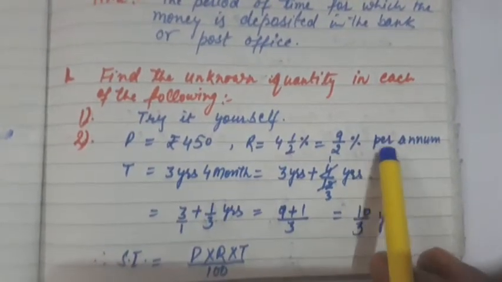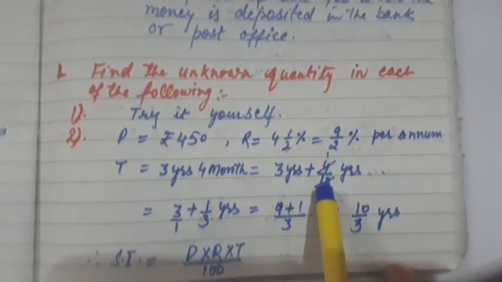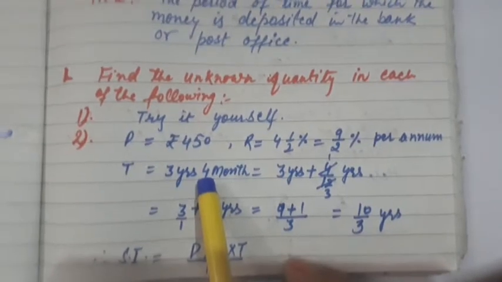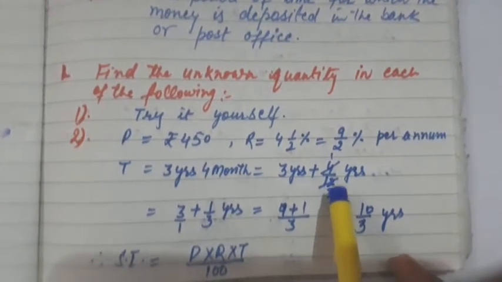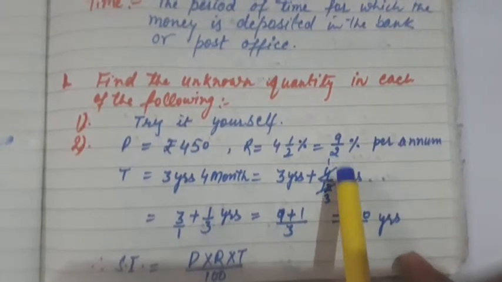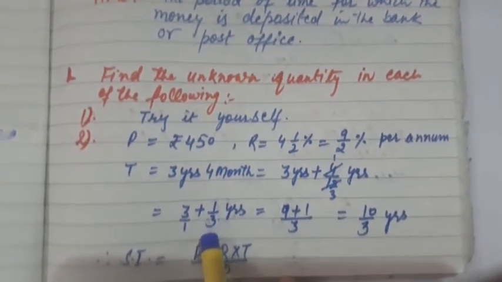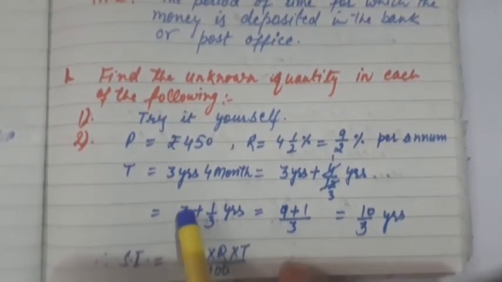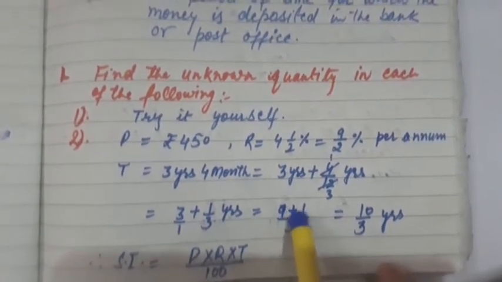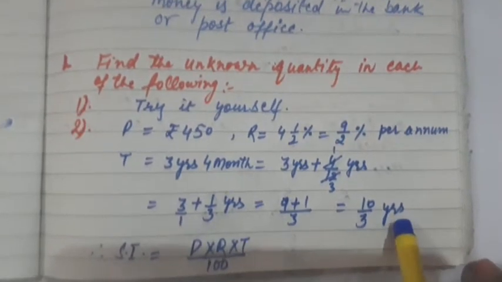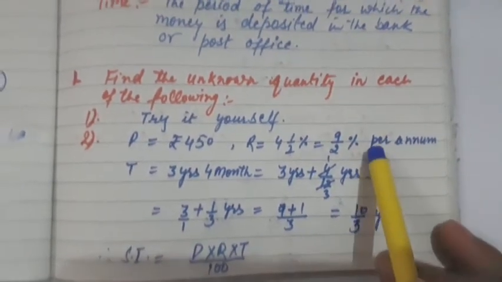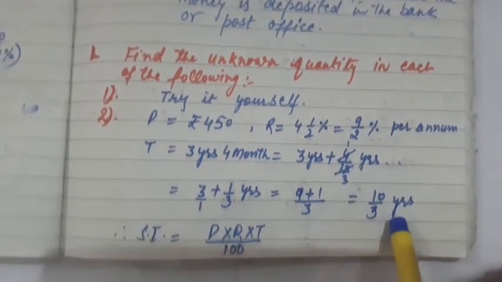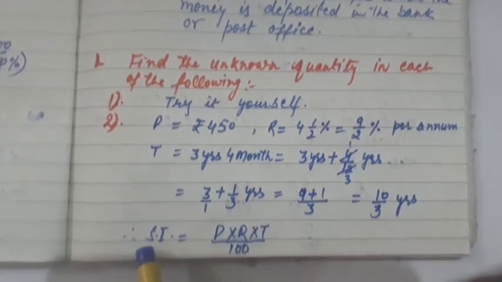According to the rate of interest per annum, we have to change these 4 months into years. When we change 4 months into years, we divide it by the total months, that is 12. 4 upon 12 becomes equal to 1 upon 3. 3 plus 1 upon 3, taking LCM 3: 3 threes are 9 plus 1 upon 3, that is 10 upon 3 is the time. Now we have changed the time into years, that is 10 upon 3. Now we have to find the simple interest.